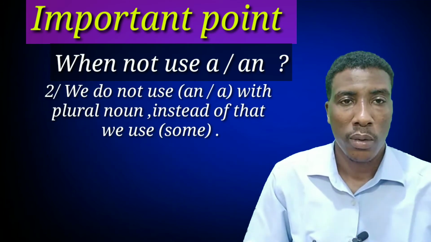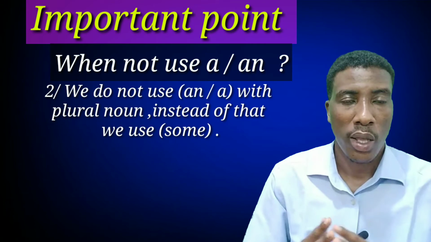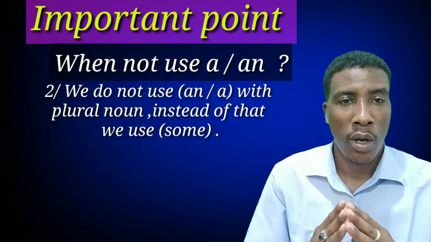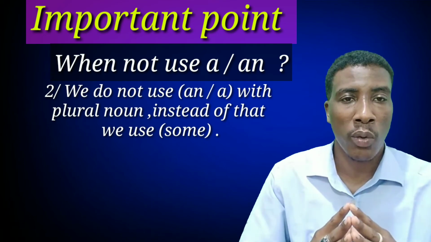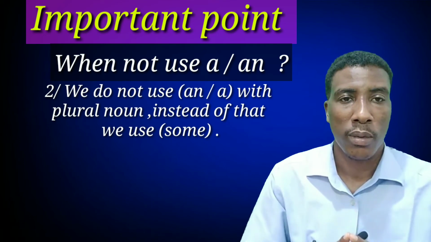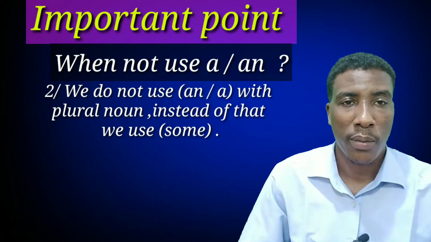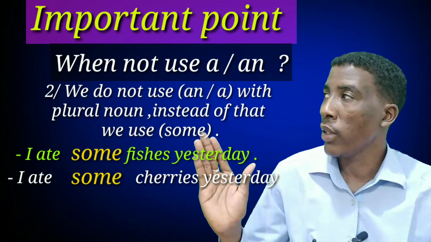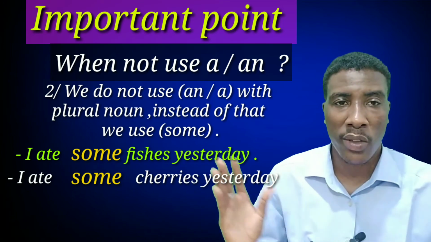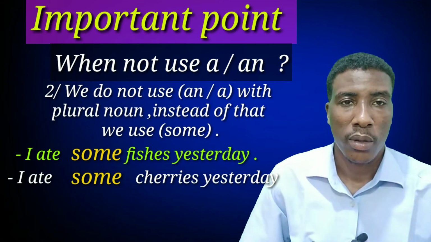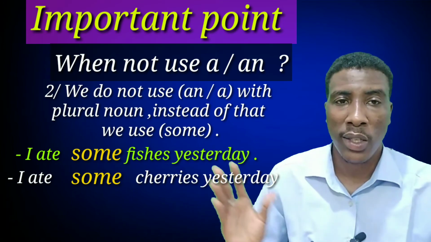Number 2, we do not use an or a with plural nouns, but instead of that we use some. For example, I ate some fishes yesterday. I ate some cherries yesterday.